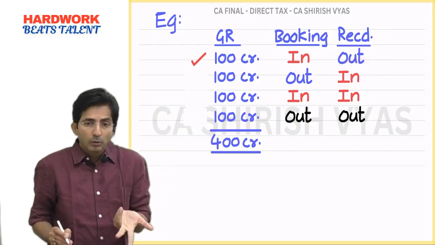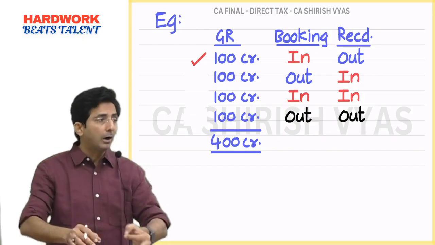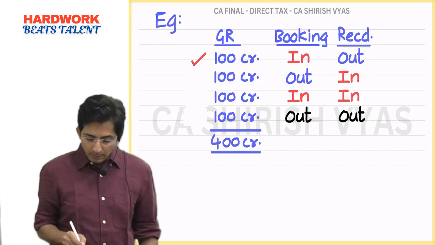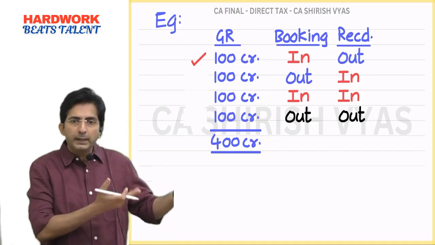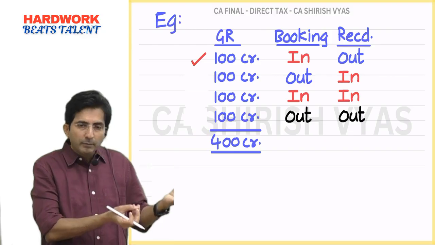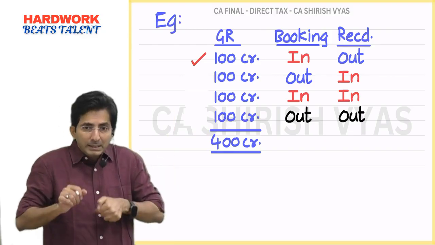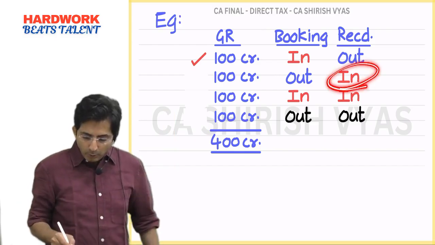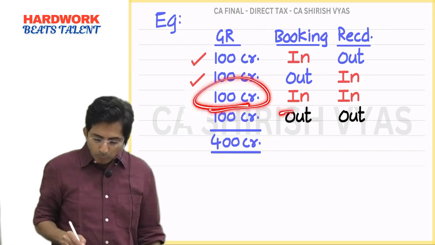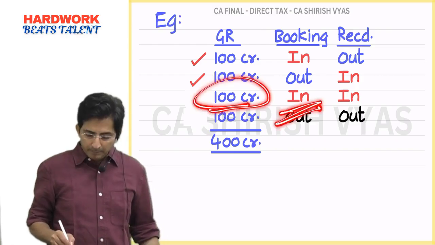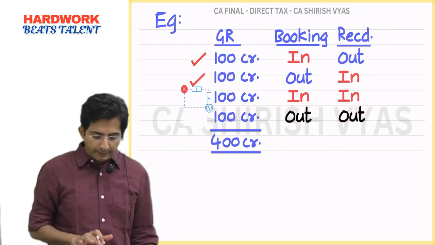And what is the rule? To tax NR, either income should be accrued in India or received. Here accrual is outside. Tell me, why did I say accrued outside? Because freight is booked outside. So income has taken birth outside, but the money is received inside. So because it is received in India, it will be counted. Then this 100 crores booking also done in India, money also received in India. So this is definitely Indian income.